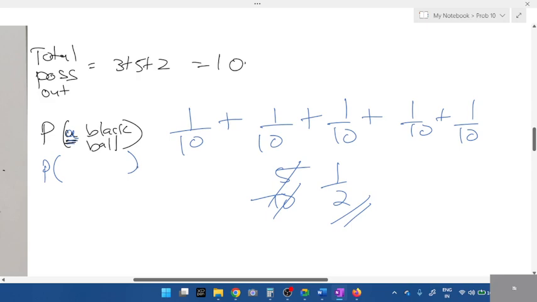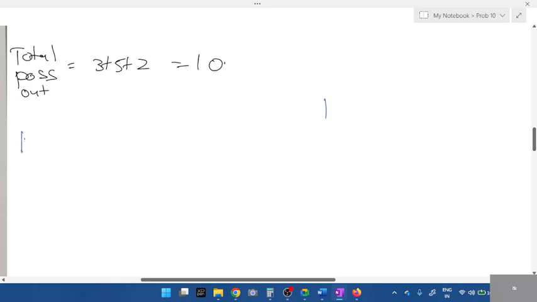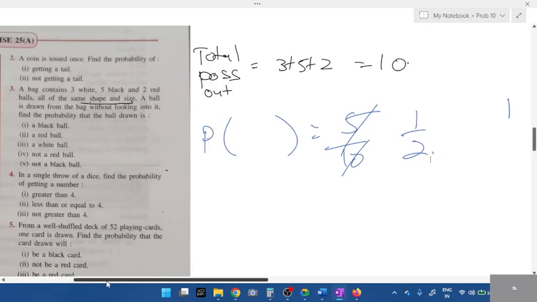All these are mistakes students made last year. They thought it was a single one. Single ball, they used to write 1 by 10. That is not the answer. A single black ball has been taken 5 times. If you take it out 5 times, copy the question and write 5 by 10. The answer is 1 by 2. It is not 1 by 10, it is 1 by 2.